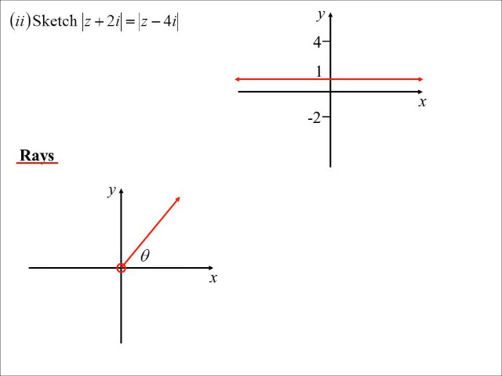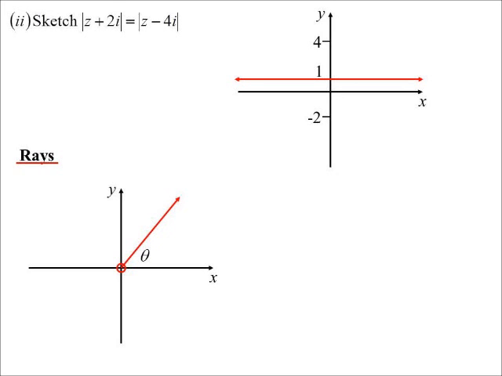Rays. Who remembers what a ray is? You have lines, you have intervals, you have rays. Yeah. So it has a definite starting point, but then keeps on going. Technically, a line keeps on going in both directions, and an interval has a definite starting and finishing point.